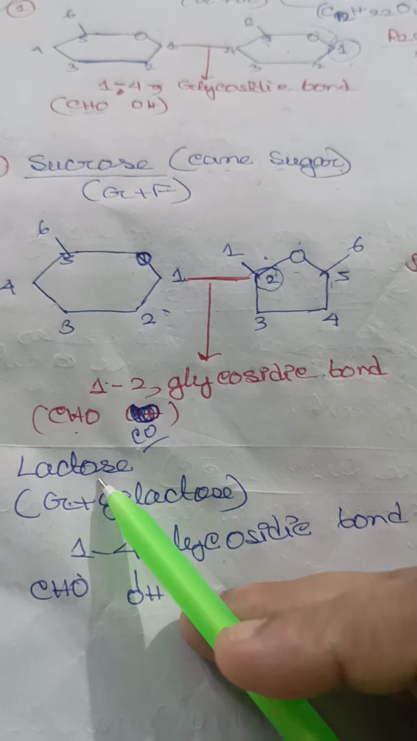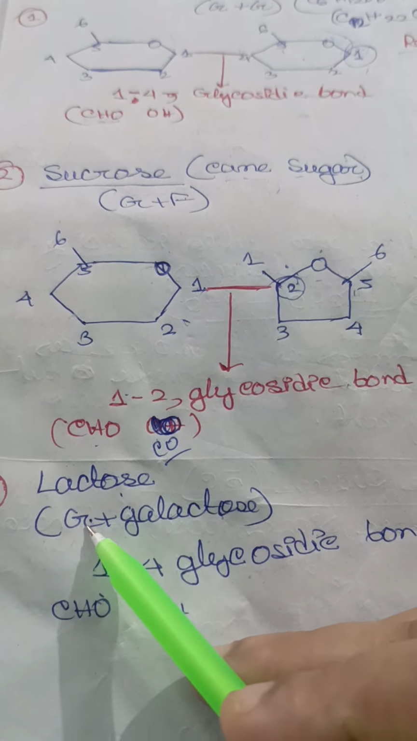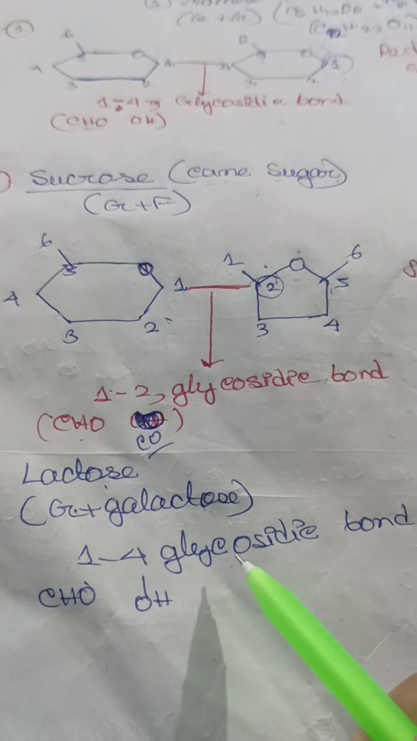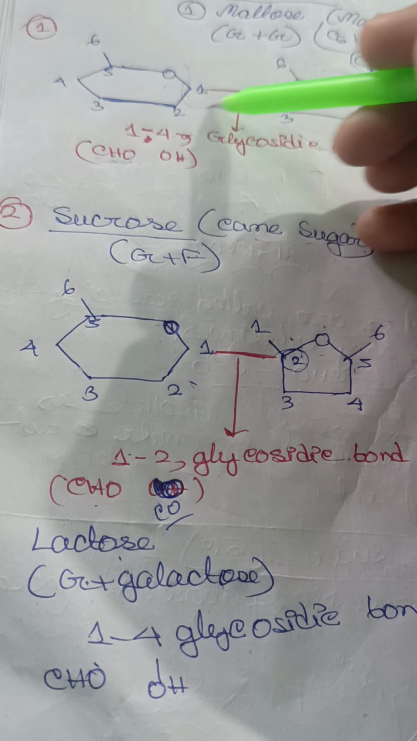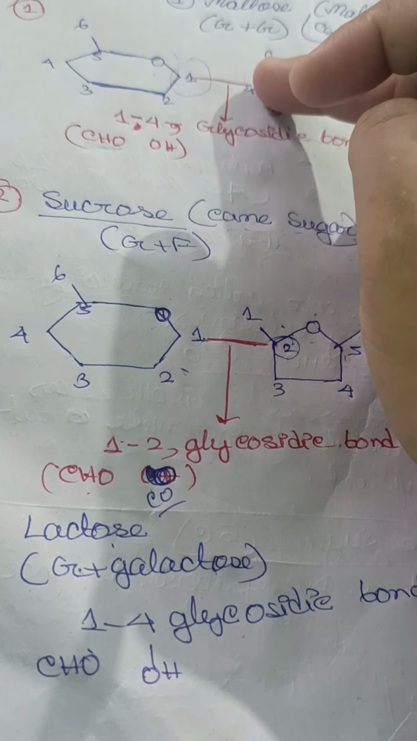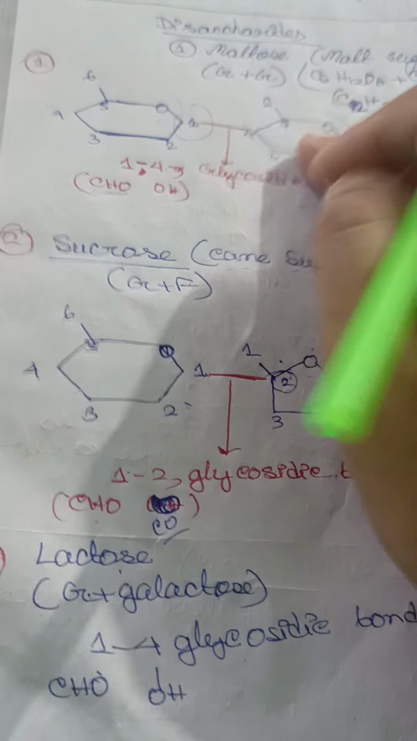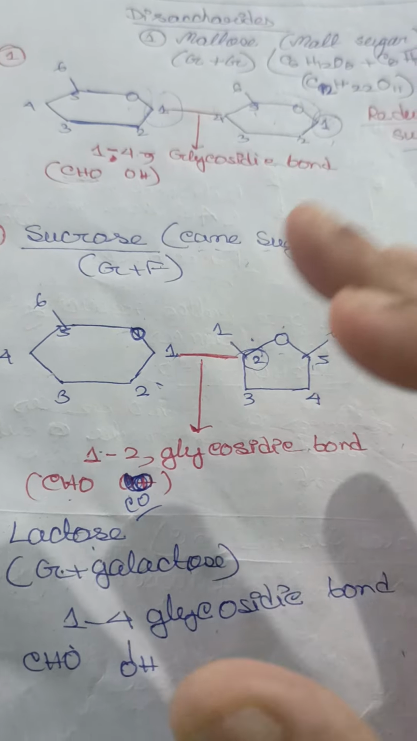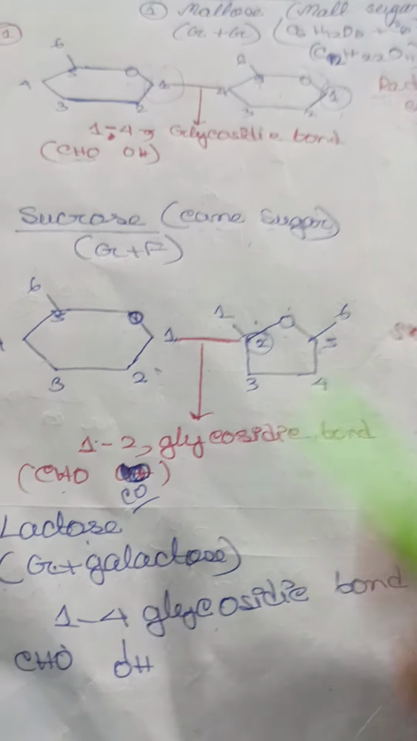Now lactose also has two units, glucose and galactose. The bond will form between 1 and 4 like this. So in 1 there is one aldehyde group present. In carbon number 4 the OH group is present. It is the same as maltose, because the galactose structure is almost the same as glucose. Here the aldehyde group is present. Here also the aldehyde group is present. Here also the aldehyde group is present. But in fructose the keto group is present.